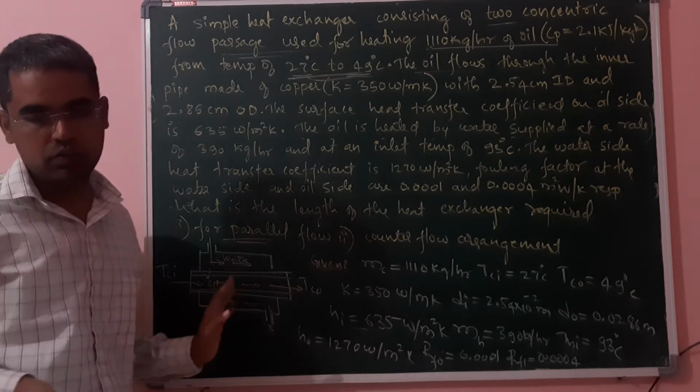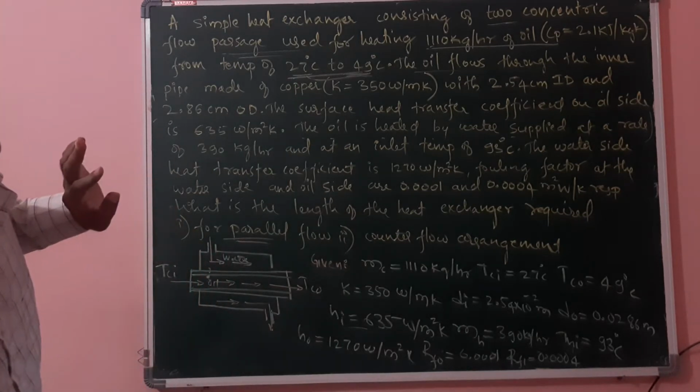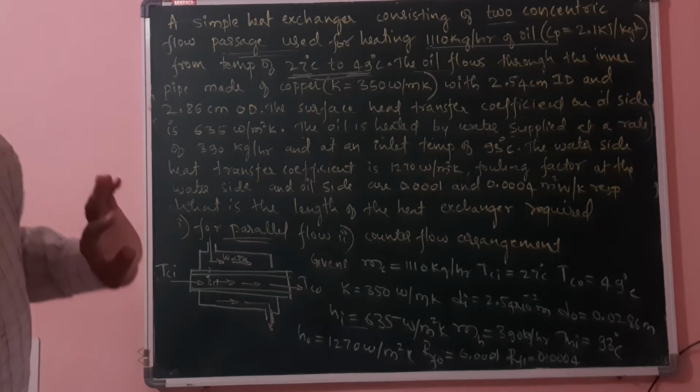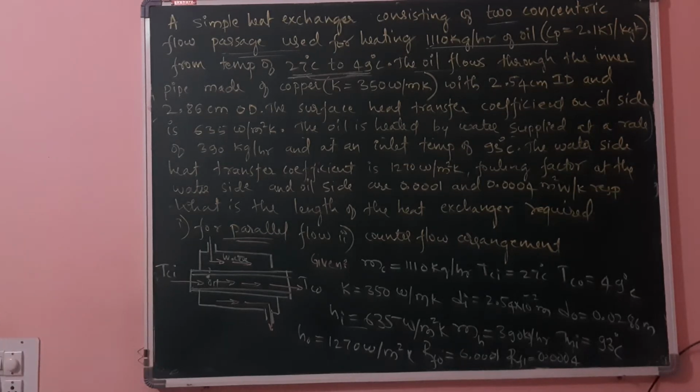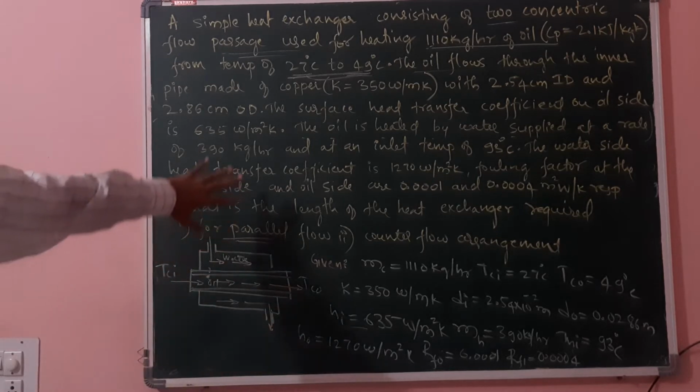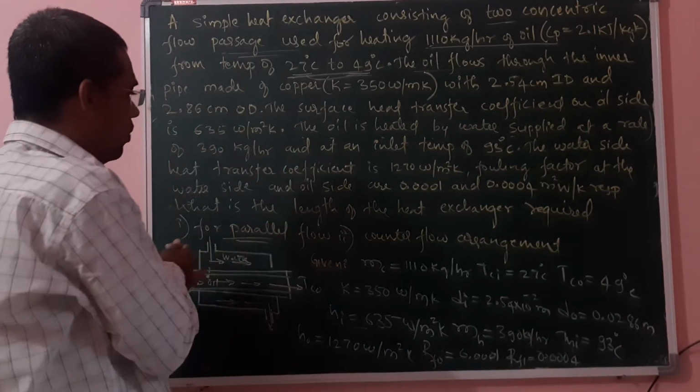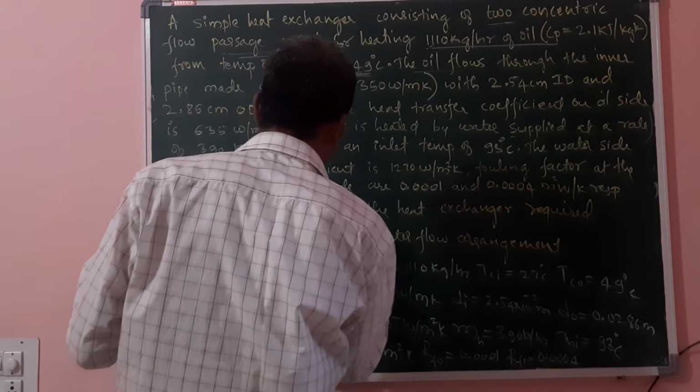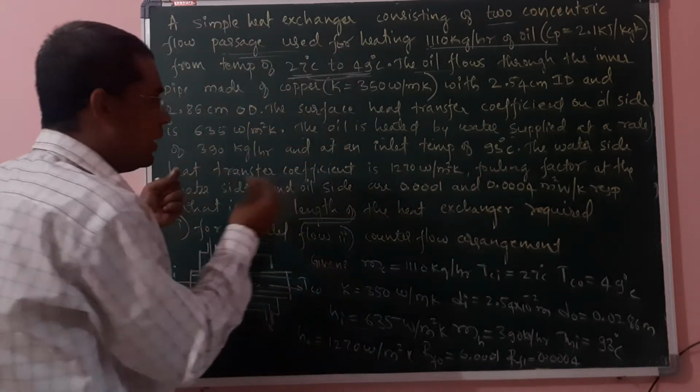Okay, the overall heat transfer coefficient will be different. What we will calculate is, initially, the overall heat transfer coefficient first, because I will rub this one. We have to calculate the length. To calculate the length, we need the area.